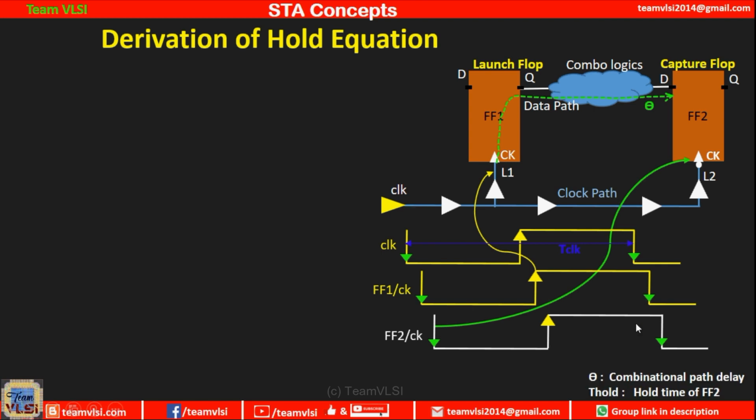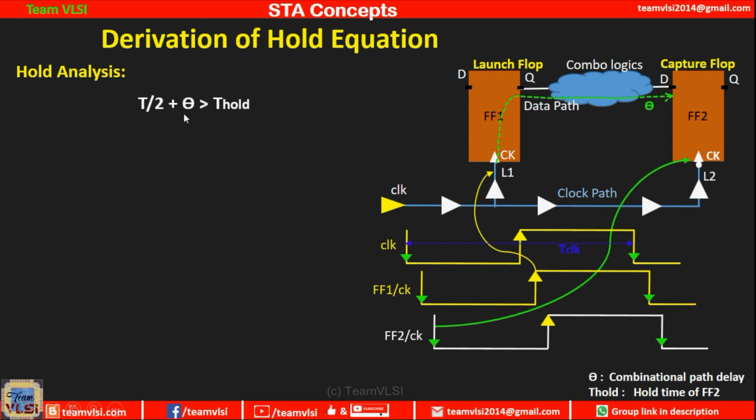So if theta is our combinational path delay and t hold is the hold time of flip-flop 2, then mathematically we can write that T/2 plus theta should be greater than t hold. Why T/2 here? Because after T/2 time, if we neglect this latency, all the edges will come at this same time. So this positive edge will occur after T/2 time, and it will take theta time to reach the data.